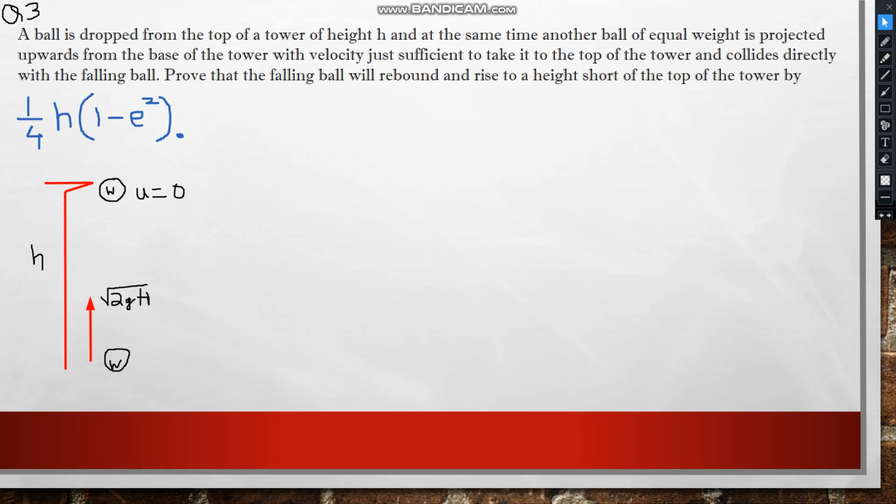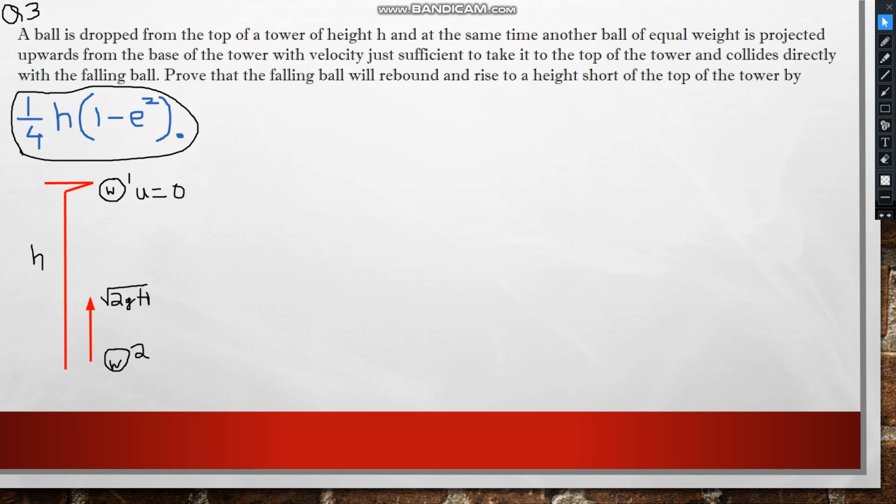Now it's told that the second ball collides directly with the falling ball. Let this be 1 and this be 2. 2 directly collides with the falling ball. This falling ball, which means 1, will rebound to a height which will be h minus h by 4 (1 minus e square), which means it will be just this height less than the top of the tower. Okay, let's prove this.